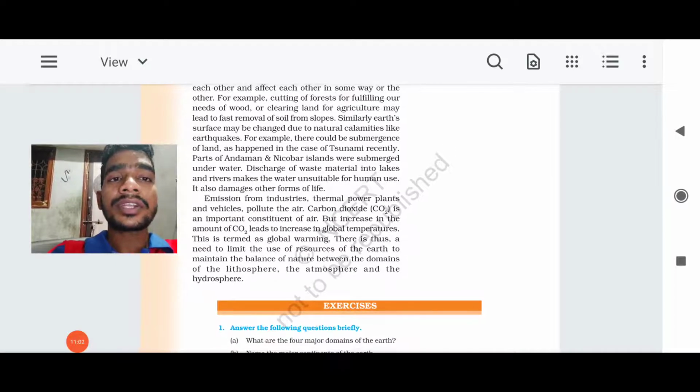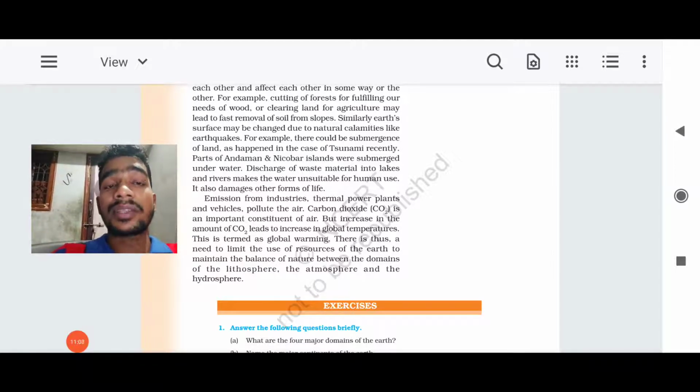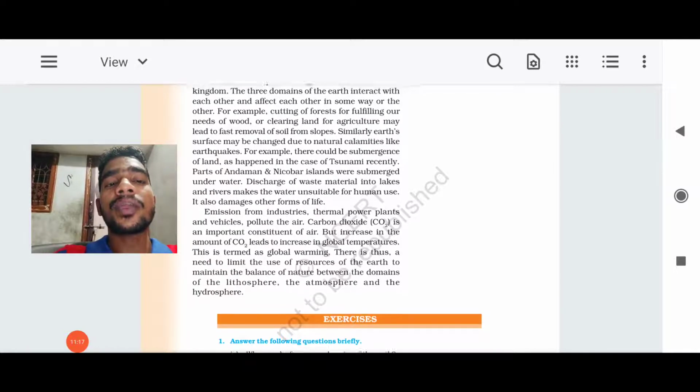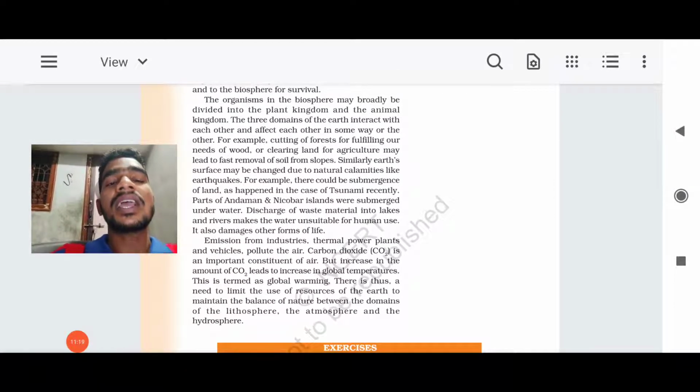Carbon dioxide is an important constituent of air, but an increase in the amount of CO2 leads to an increase in global temperatures, and it leads to global warming. So we need to limit the use of the resources of earth to maintain the balance of nature between the domains of lithosphere, atmosphere and hydrosphere.